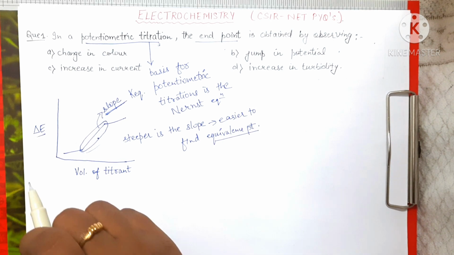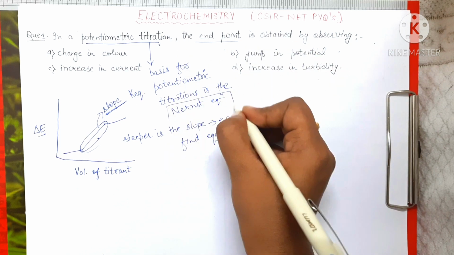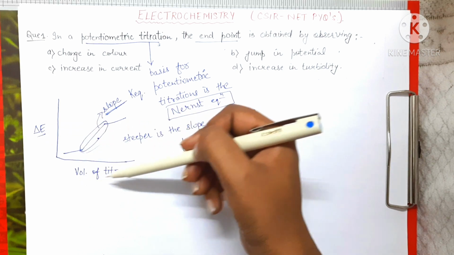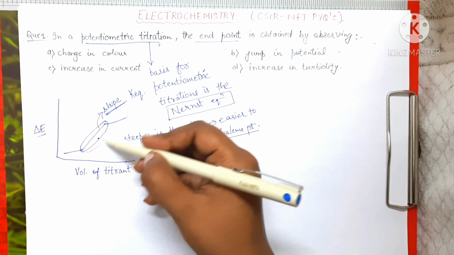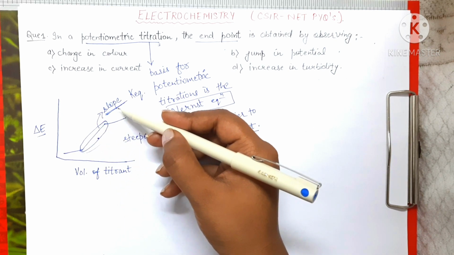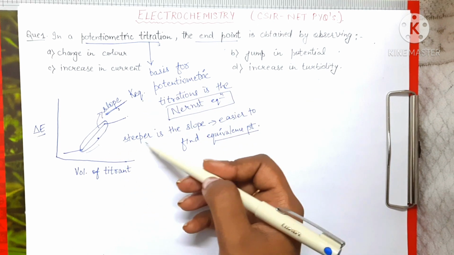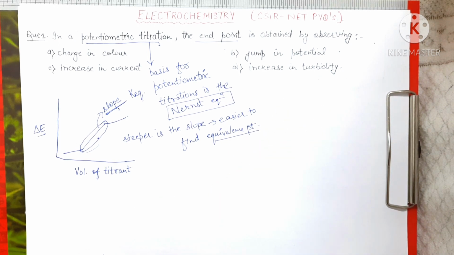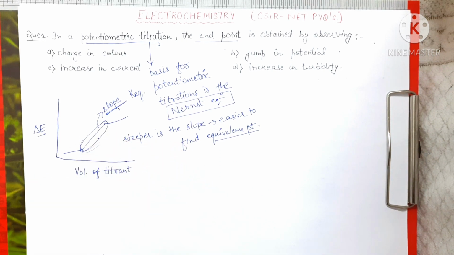So what have we studied till now? That the basis of these potentiometric titrations is the Nernst equation, and we plot a graph between del E and volume of titrant. We get a plot like this, where this section is going to give us some slope, and this value of slope depends upon the equilibrium constant, and the steeper the slope, the easier for us to find out the equivalence point.